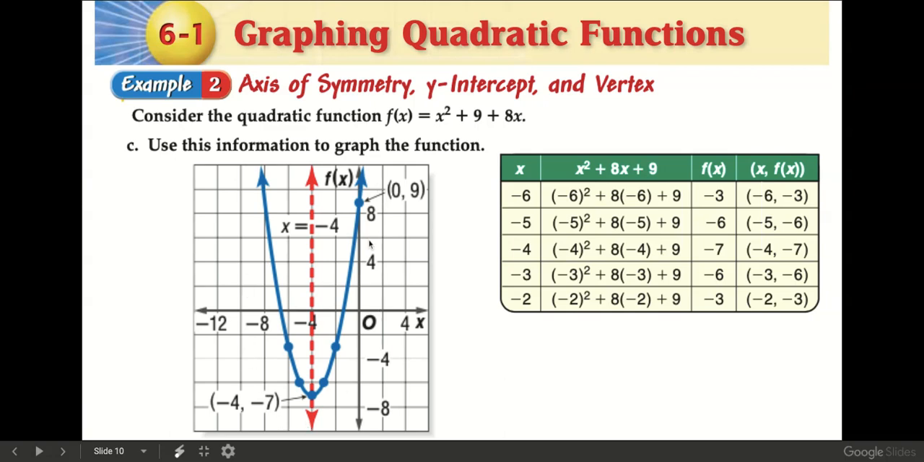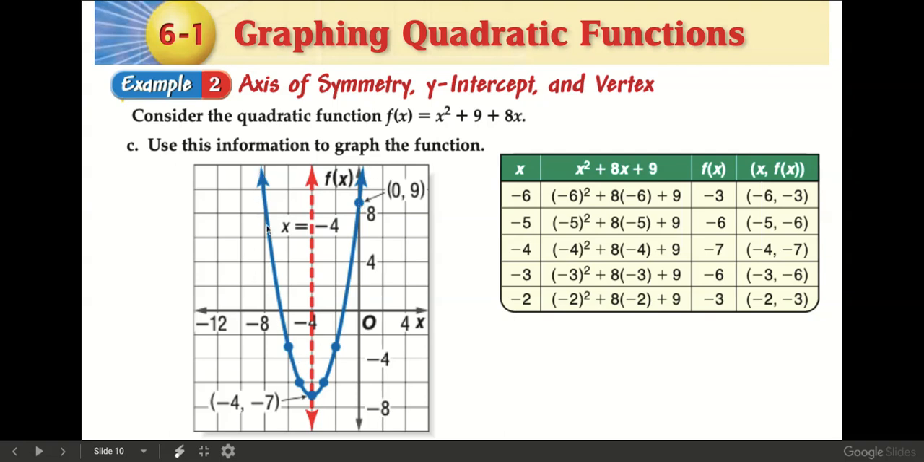So this is what it would look like. Right, there's my vertex at negative 4, negative 7. There is negative 5, negative 6. And there's negative 3, negative 6. Negative 6, negative 3, negative 2, negative 3, and then obviously it keeps going up. And there is my y-axis. So there is my y-intercept, which occurs at 0, 9. And remember, we said that it would happen at that constant term of 9, right? That shows me where it crossed my y-intercept.